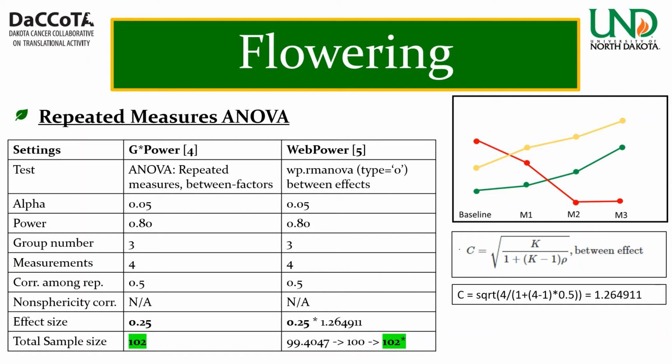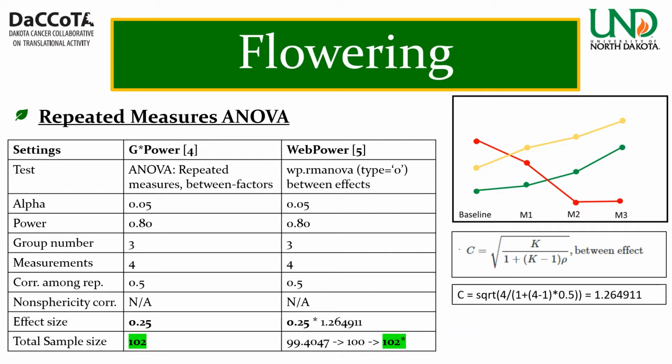Now to do the same in WebPower, I add this stuff, but then I need to calculate C, which is going to be the square root of 4 divided by 1 plus 4 minus 1, and then 0.05. That's going to give us 1.26, and we can multiply by that here. It's going to give us 99.4, so we need to round up to 100 because you can't have half people. But then also, since we're dividing by 3 groups, we need this number to be divisible by 3, so we'll bump it up to 102, so that is good agreement between them. Great, we have agreeing sample sizes.